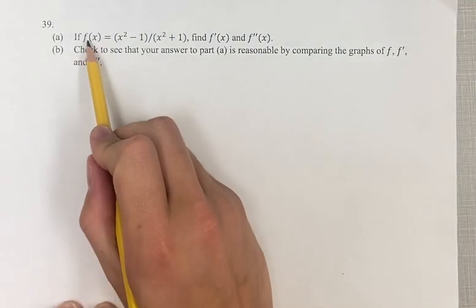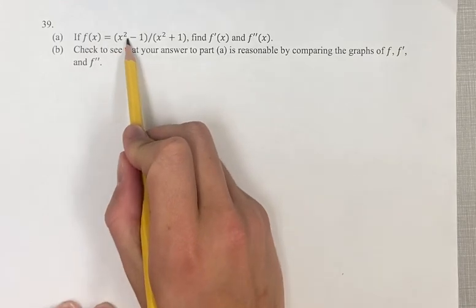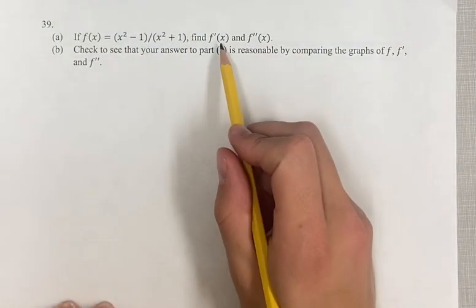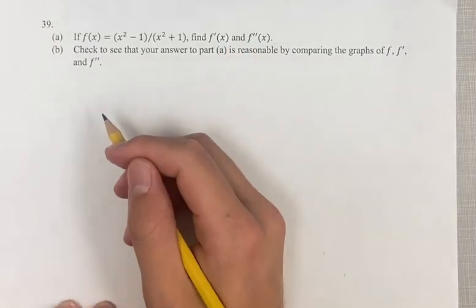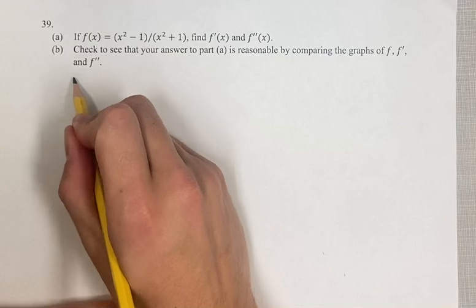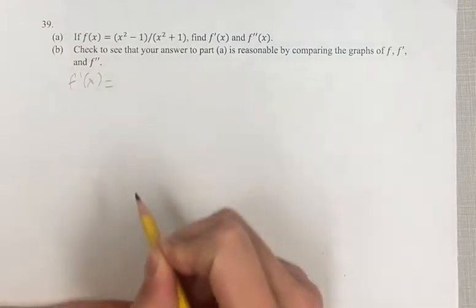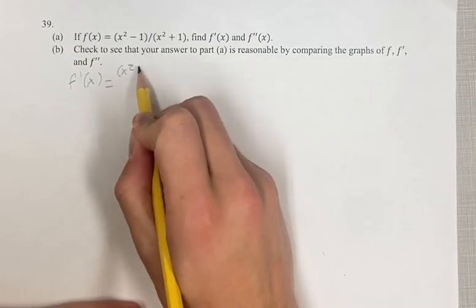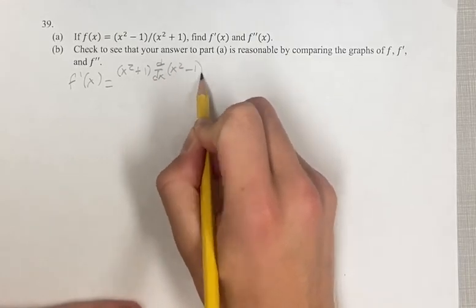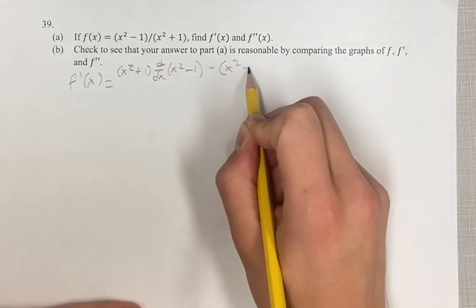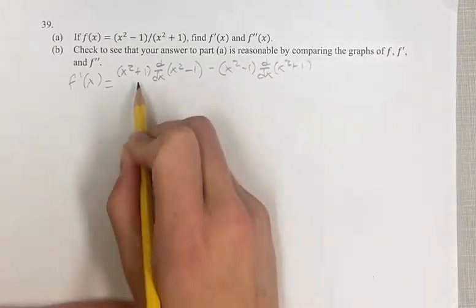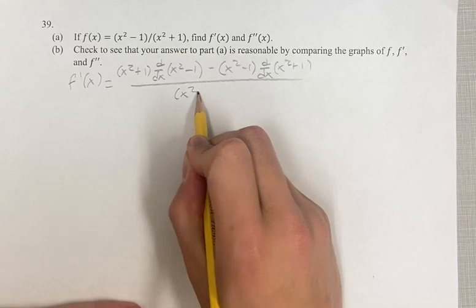This problem we're dealing with the function f of x is equal to x squared minus 1 over x squared plus 1. And we're looking to find the derivative and the second derivative. So for the first derivative, we're going to use the quotient rule since we have a fraction. That derivative is going to be equal to the denominator times the derivative of the numerator minus the numerator times the derivative of the denominator. This is all over the denominator squared.